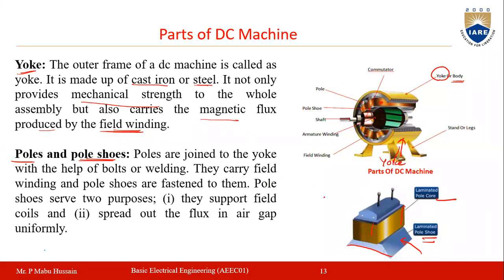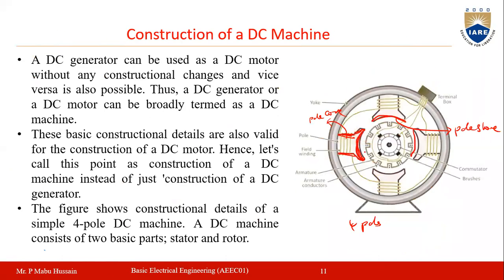Generally these poles are joined to the yoke with the help of bolts or welding. You will have bolts like this, and with these bolts you attach the poles to the yoke. In this diagram also we have represented it. This pole is attached to your yoke here through either welding or bolts.